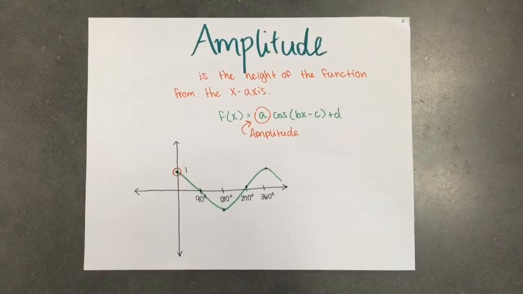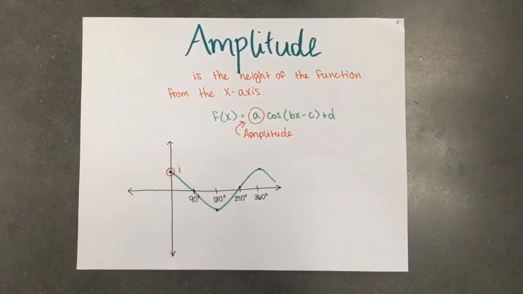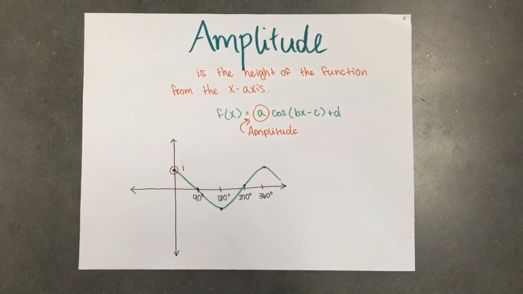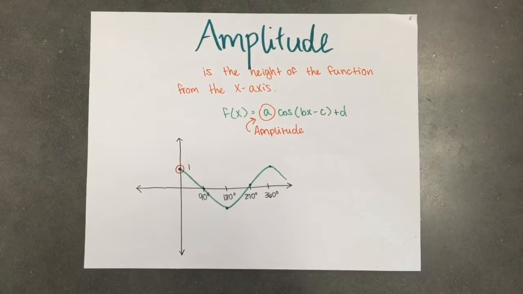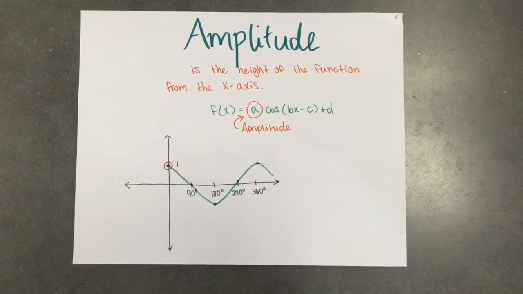Amplitude is the height of the function, which is the number in front of the cosine, a. The equation for finding this is the absolute value of a. In the case of f(x) equals cosine x, since a is 1, the amplitude would simply be 1.